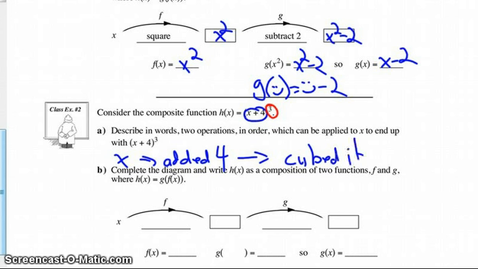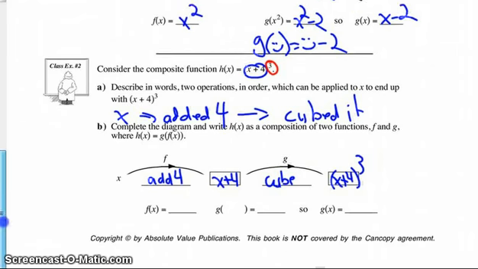We complete the diagram and say, well, what happened? Well, in this case, again, I think I'm supposed to add 4. And if I do that, I end up with x plus 4. And then what do we do? Well, it tells me that I'm supposed to cube. And when I do that, I end up with x plus 4 cubed.